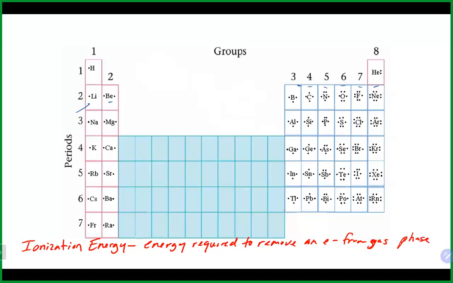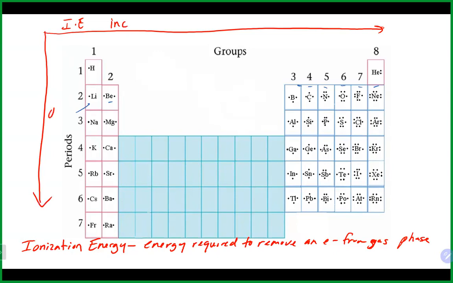When we talk about the periodic table and ionization energy, it increases as you go this way, and it decreases as you go down. So again, if you have a really high ionization energy, it takes a lot of effort to remove an electron. If you have low ionization energy, it doesn't take a lot of convincing for electrons basically to leave.